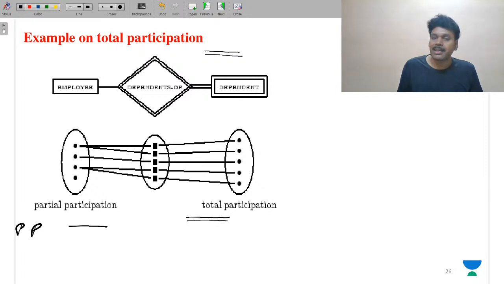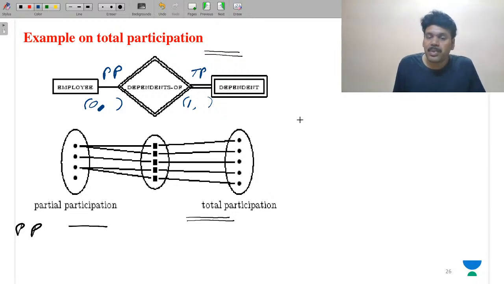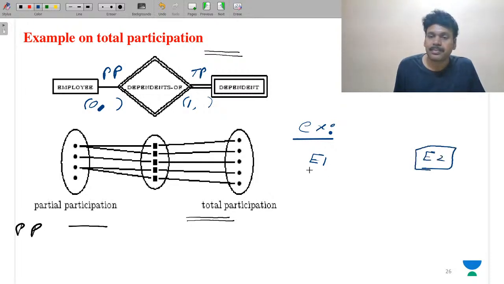Total participation is a double line. Partial participation is a single line. Let me give one scenario here. As far as this example is concerned, the dependent and employee, total or partial, we want to decide. As it is a single arrow, then it is a what? Partial participation. As it is a double line, total participation. Therefore, what is the value? 1 minimum. Here, what is the value? 0 minimum. So now if I post one more example here, there is E1 and E2. I am keeping a relationship between them.